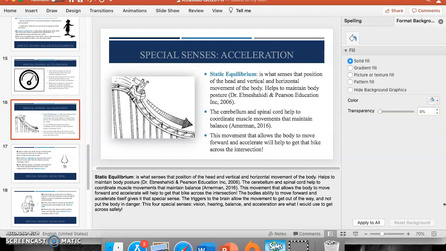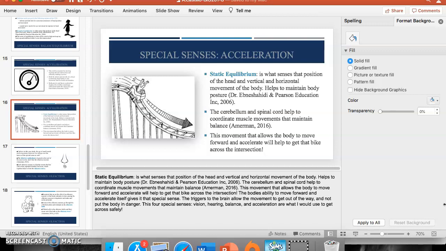So obviously on a bike, body posture will be super important, sitting upright and moving, accelerating forward. We will use that static equilibrium for sure moving forward. The cerebellum and spinal cord help to coordinate muscle movements that maintain balance. This movement allows the body to move forward and accelerate to get that bike into the intersection. The body's ability to move forward and accelerate itself gives it that special sense. This triggers the brain to allow movement to get out of the way and not to put the body into danger.